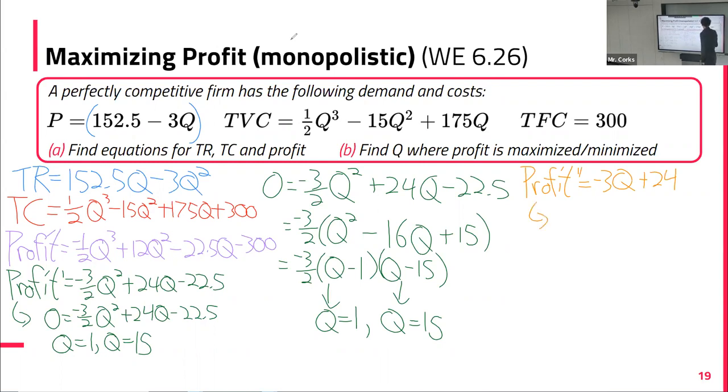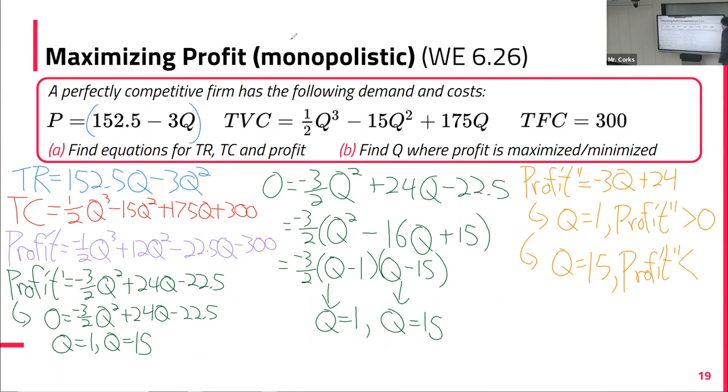So this whole thing, again, just save some space here. When q is equal to 1, our second derivative is positive or negative? That's positive. So we can see this is going to be positive 21. Easy to calculate there. And when q is equal to 15, this whole thing will be negative. So negative 3 times 15, negative 45. So it's going to be negative 21.